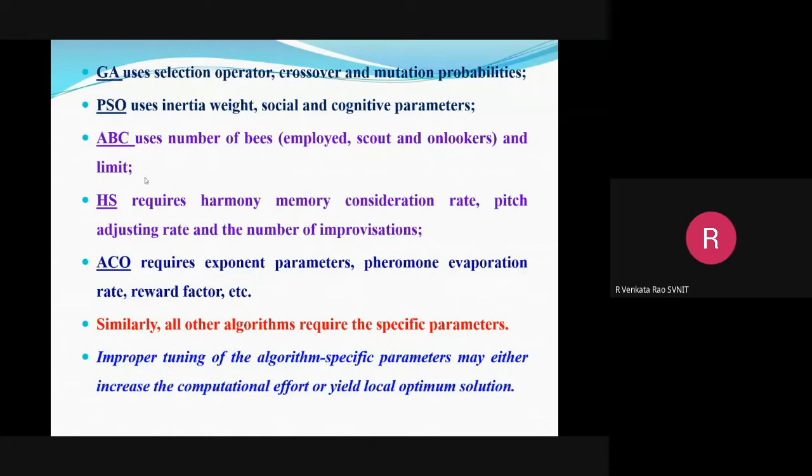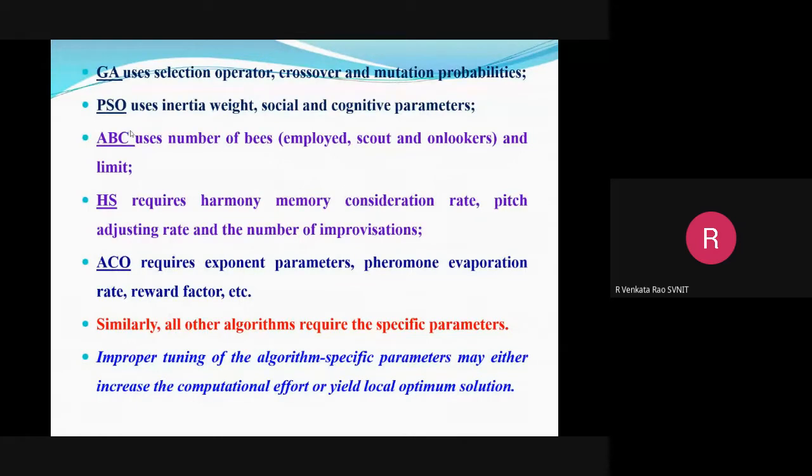Similarly, if you take PSO, particle swarm optimization, that uses inertia weight, social and cognitive parameters, W, C1 and C2. And those again have some ranges. C1 can vary between 0 to 2, C2 can vary between 0 to 2, and similarly the inertia weight. Then by changing these specific parameters, different combinations of inertia weight, social parameter, cognitive parameter, and population size and number of iterations.